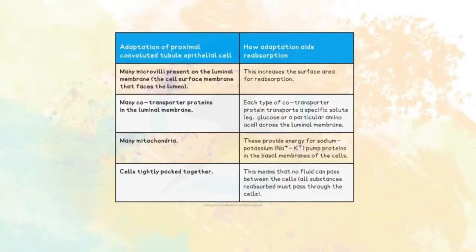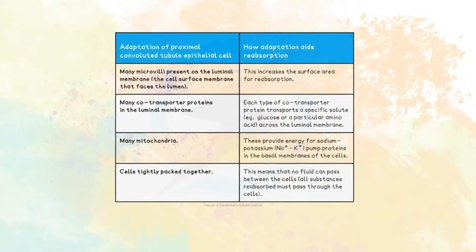Secondly, there are many co-transporter proteins in the luminal membrane. And what is this adaptation's purpose? So each type of co-transporter protein transports a specific solute, for example glucose, or a particular amino acid, across that luminal membrane. So again, each co-transporter is specific for those specific molecules that we want to reabsorb into the blood. So if there is a type of molecule that we do not need in the blood that we want to get rid of, that co-transporter will not be present on the luminal membrane.